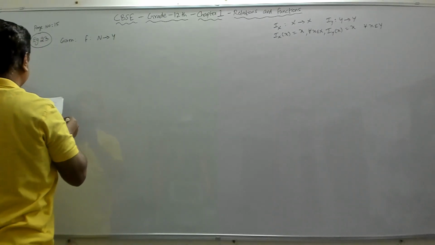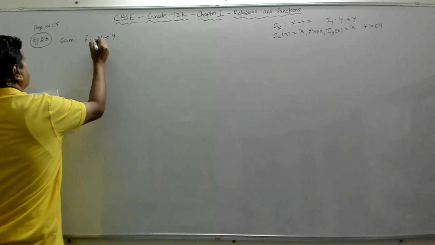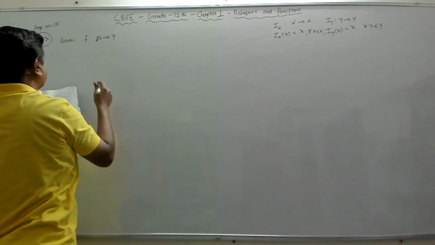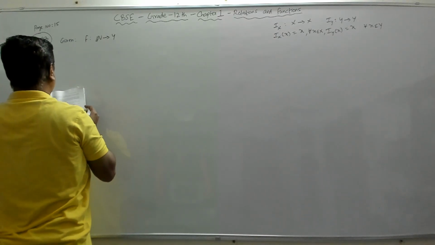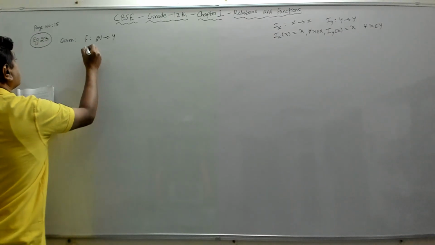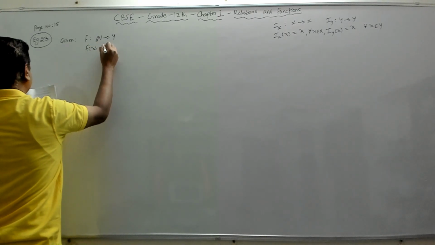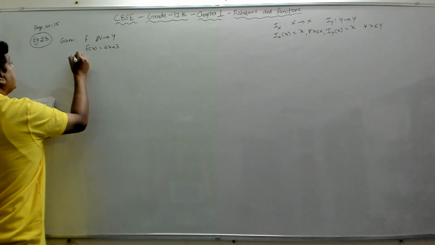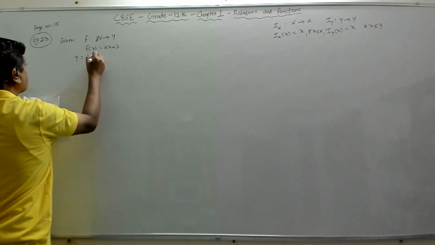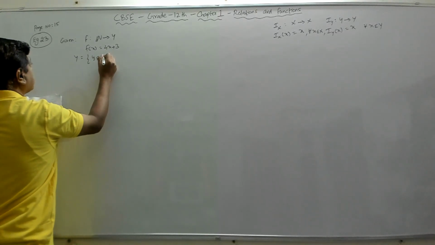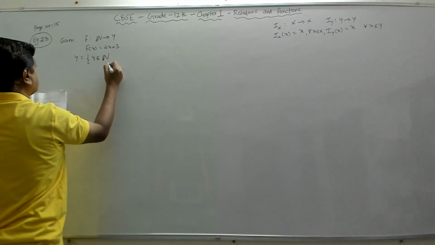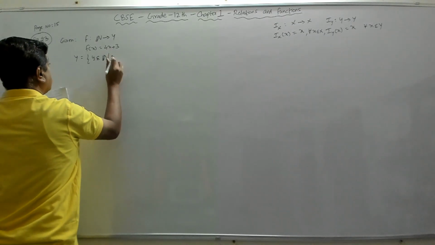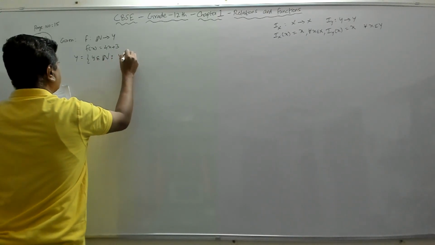N is the set of all natural numbers. I'll probably put a stylish N. It's a function from N to Y, and it is defined as f of x equal to 4x plus 3. That is the definition of the function, where the set Y is defined as the set of all small y belonging to N, the set of all natural numbers, such that y is equal to 4x plus 3.